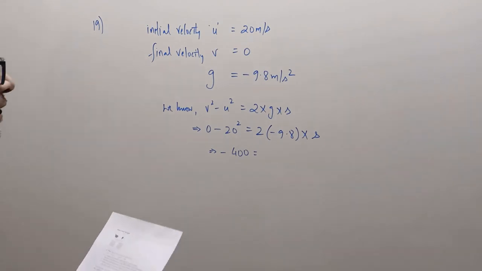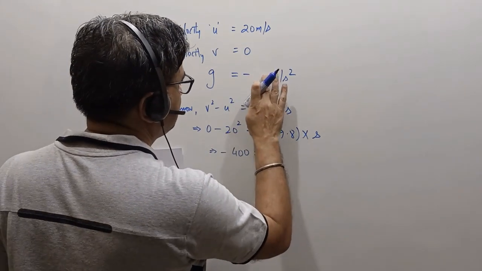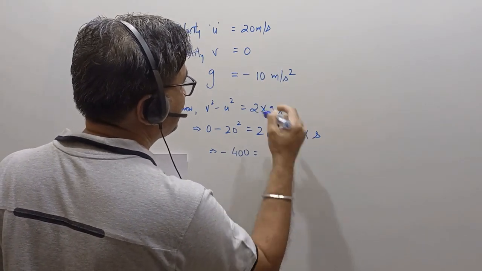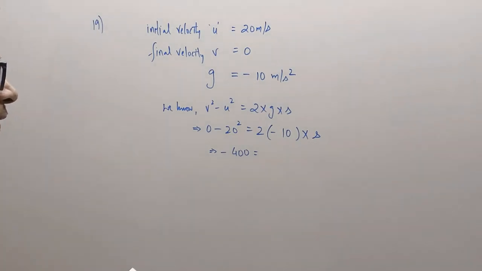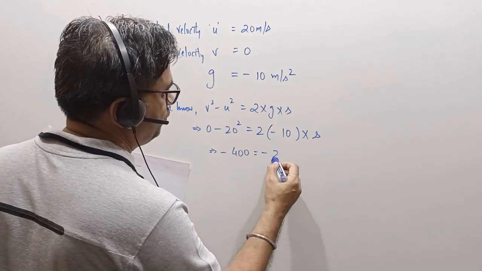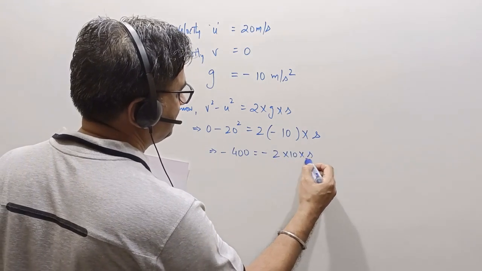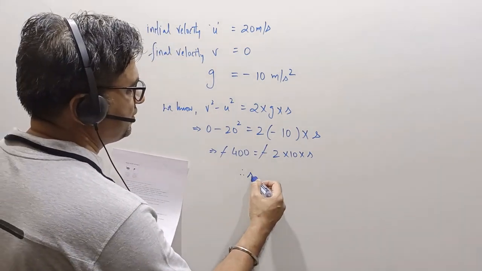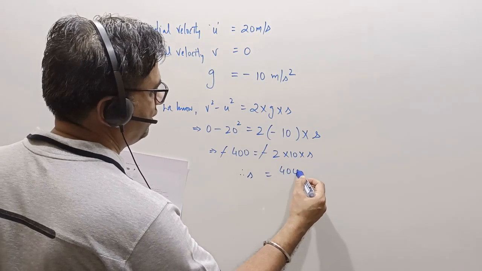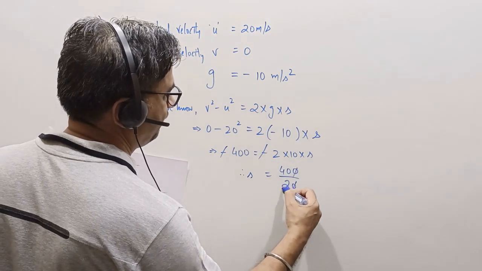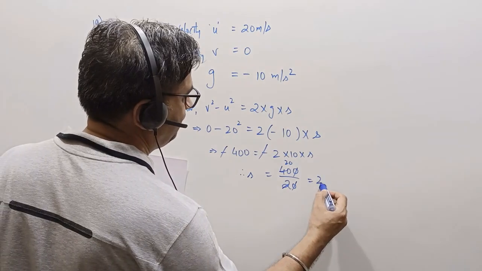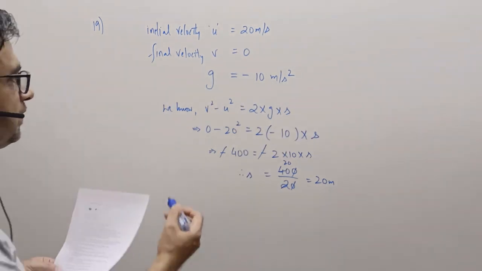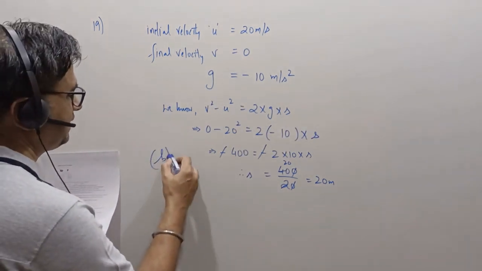well, g is given. They've asked us to assume 10, so let us use 10 instead of 9.8. So we are using minus 10 meter per second square. It comes to 2 into 10 into s. Therefore, s, you can see that this minus and this minus get cancelled. So s comes to 400 divided by 20. So 20 meters is the distance. This is the answer to question number B, as you can see.